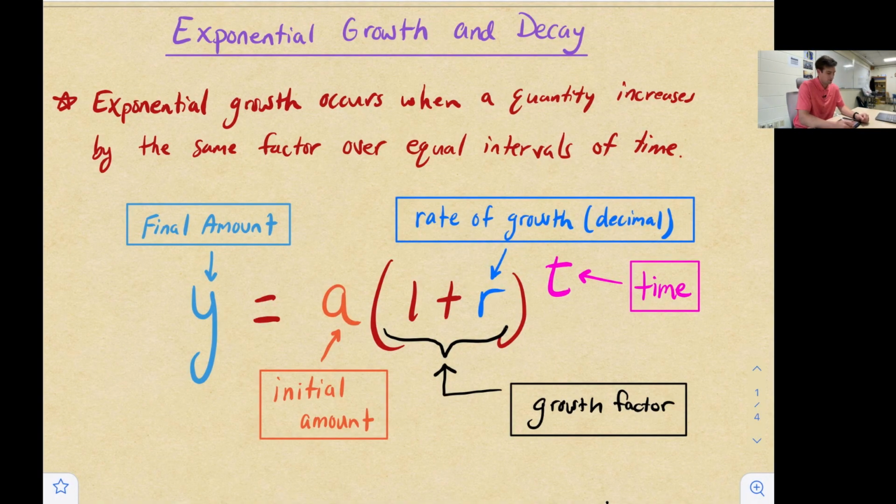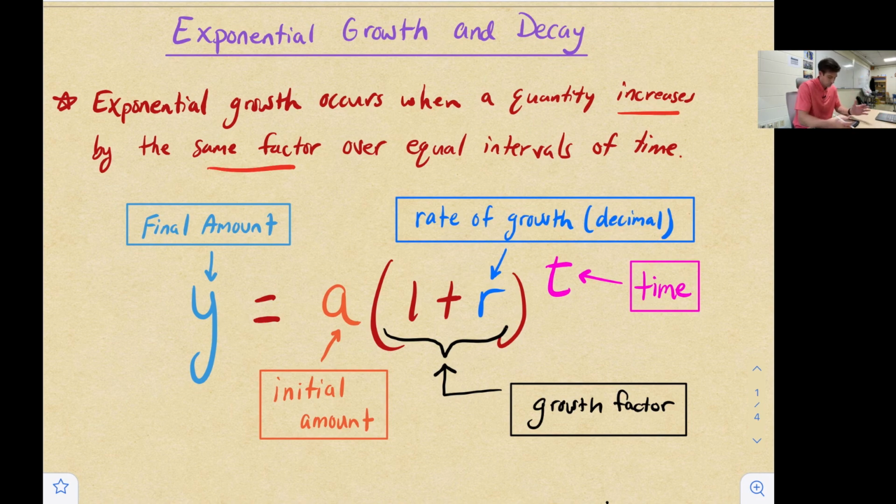In this video we're going to talk about exponential growth and decay. So exponential growth occurs when a quantity increases by the same factor over equal intervals of time. Okay, so increasing by the same factor. So we have an equation for exponential growth, and our exponential decay equation is going to look almost exactly like this, but we'll see that in just a minute.